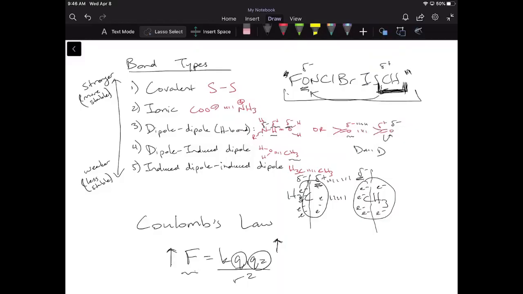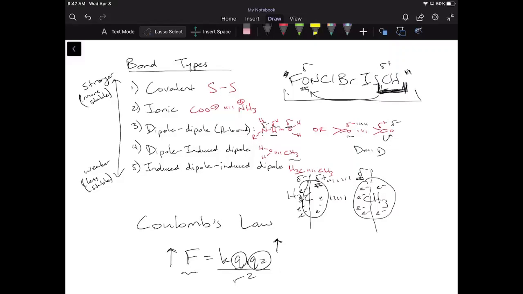Okay, so in a previous video, we talked about the different types of bonds and how some bonds are stronger than other bonds. We also talked about dipole-dipole interactions versus dipole-induced dipole interactions. And we said that dipoles need an electronegative atom to withdraw electron density.